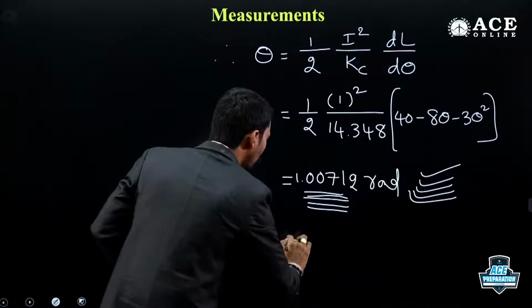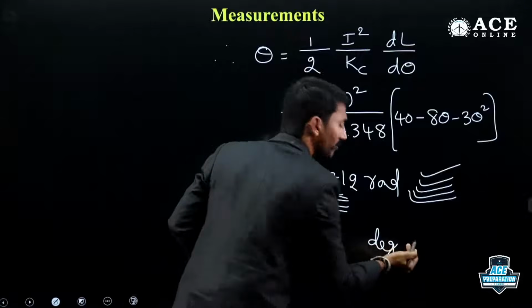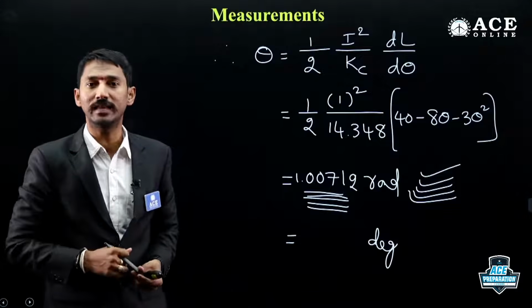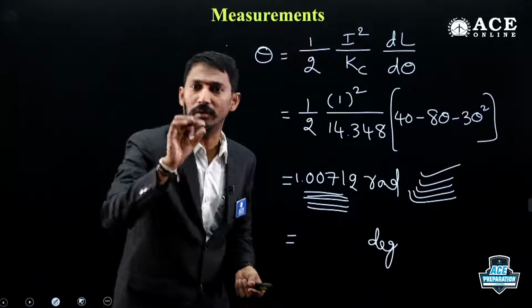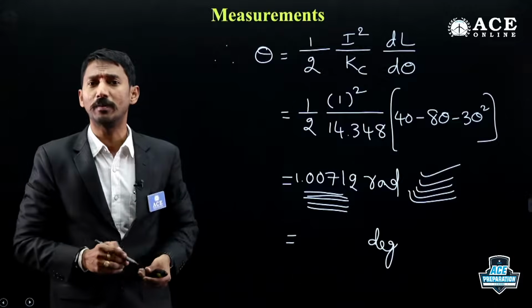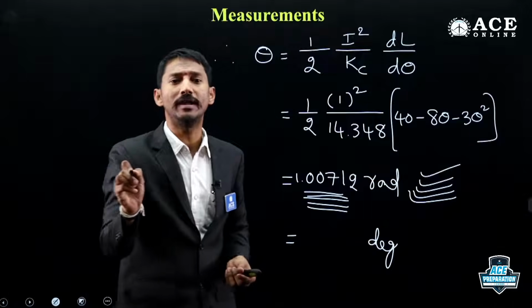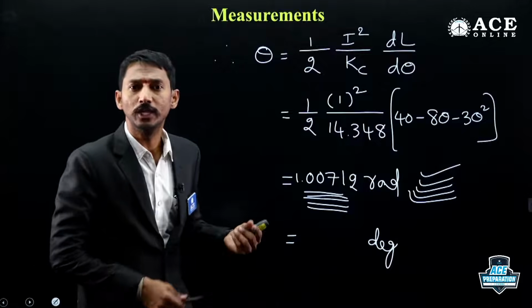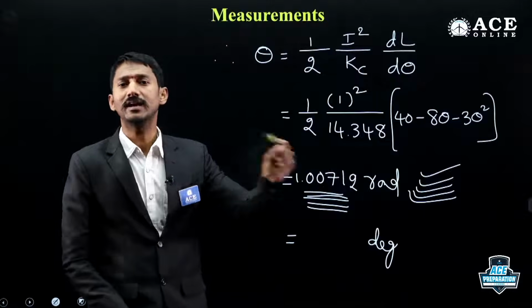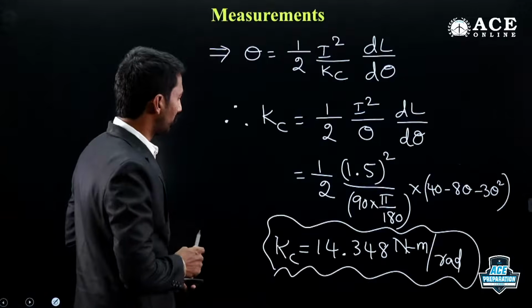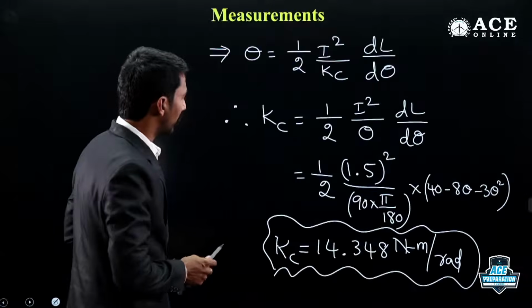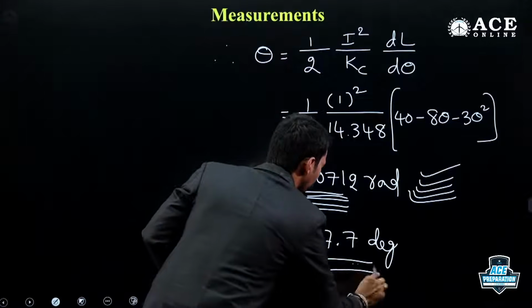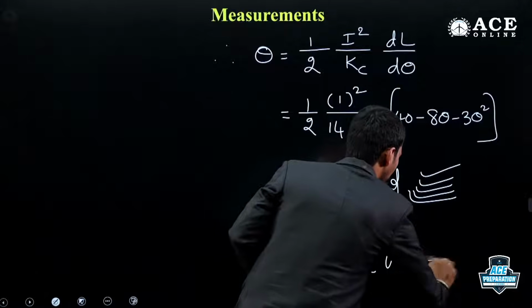And if you want to convert this into degrees, you can. In the examination, if a multiple choice question is given, they may give options in radians or degrees, or if it is a numerical answer type, they will ask for the corresponding value. So you need to convert this. It is 57.7 degrees. This is the final answer.